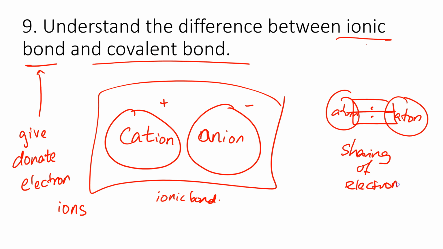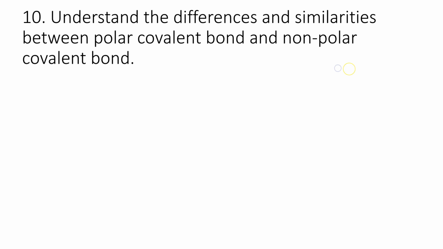But it depends on the atom's electronegativity. Sometimes this electron will be shared unequally. So it's either going to be closer to this atom or closer to that atom, depending on which atom has a stronger electronegativity. Because of these differences in electronegativity, the electron is going to be closer, and that gives the closer atom a negative charge, right?